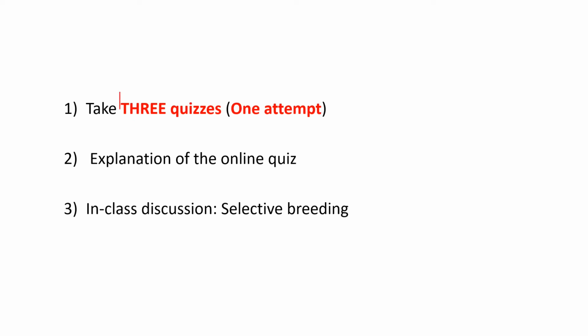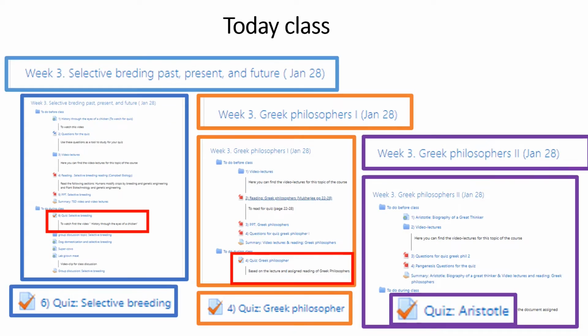So in this section of the class, you're supposed to take your quiz. If you are already in class, the time of class, please go and take your quiz. And remember, there are three main sections that you're supposed to read. So you're supposed to take this quiz that says Greek philosophers, this one says selective breeding, and this one is the section on Aristotle. So Greek philosophers and selective breeding.